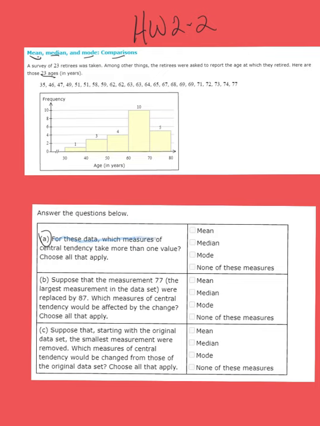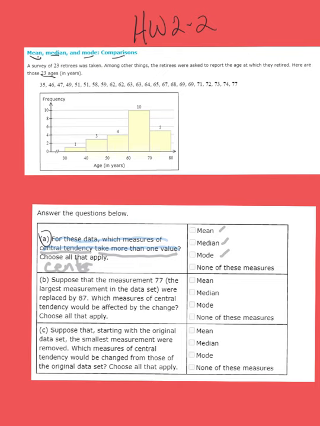For these data, which measures of central tendency take more than one value. So just so you know, measures of central tendency are mean, mode, and median. There's another one called mid-range that we don't really talk about, but those talk about the center of your data. So in this case, which of these, the mean, the median, or the mode, can take on more than one value?